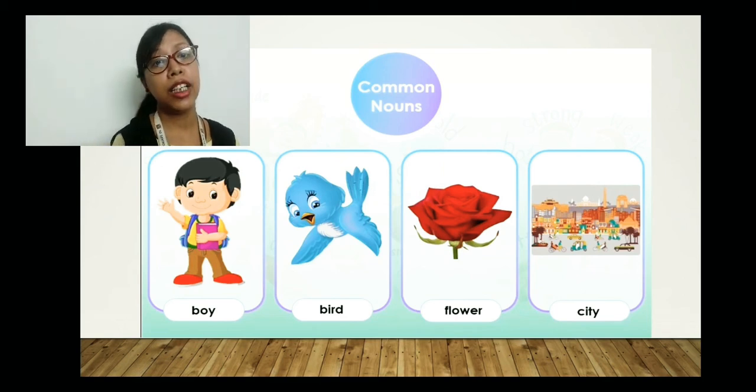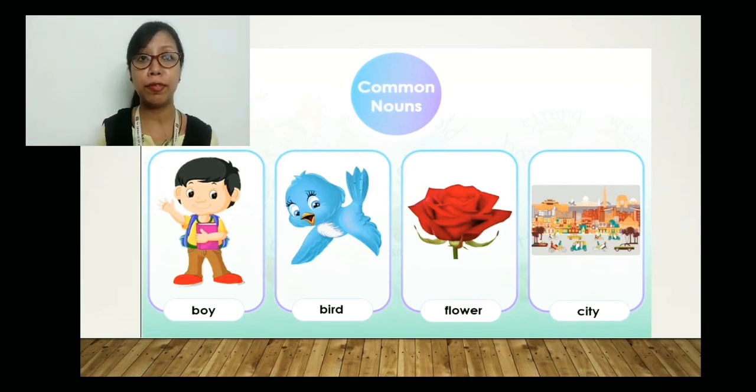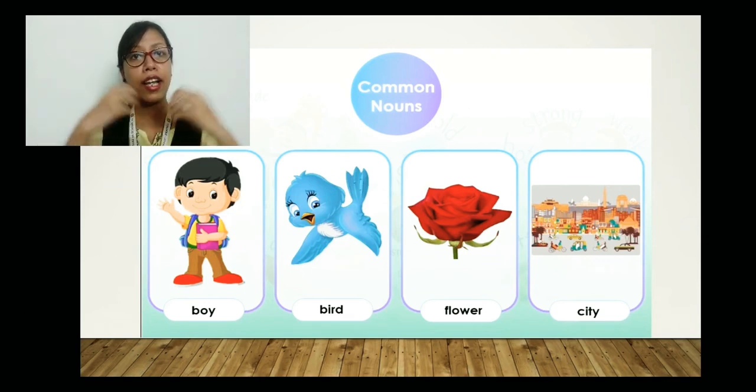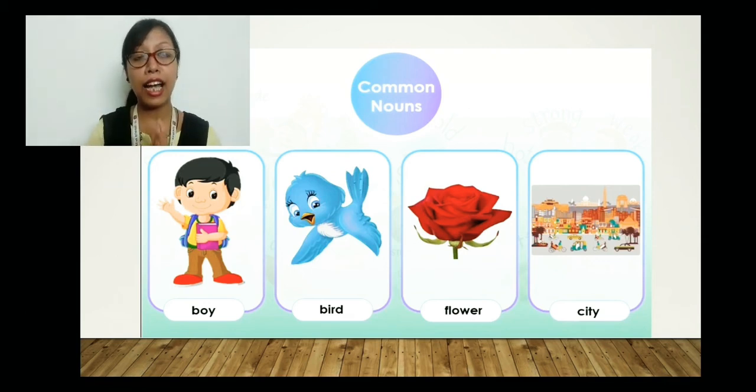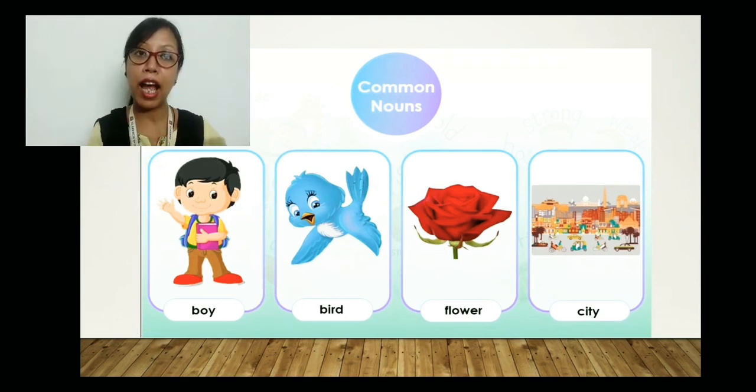Then the next one is the bird. If I say bird, that means in the world there are lots of birds, varieties of birds, right? So I will be talking about the common thing, that is the bird. Then there is the flower. There are different varieties of flower. We have rose, marigold, sunflower, but I am not talking about them. I am talking about all the flowers, okay? So that is called common. Under the flowers, we will be having different flowers, but I am talking as a whole, so it will be flower.